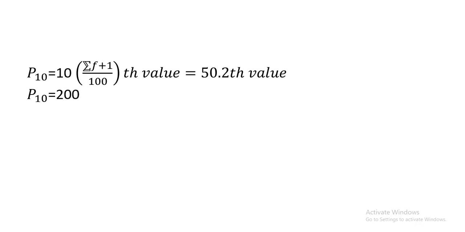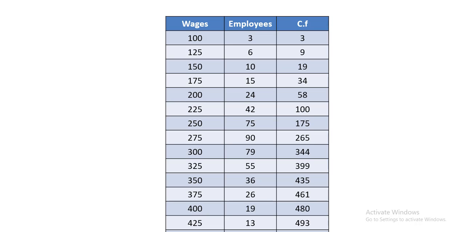Now we are asked to find P10, which is 10 times summation f plus 1 divided by 100, giving me the 50.2nd value. If we go back, 50.2 lies in this class in the CF column. 50.2 means 50 and 51, both values you are looking for, and both lie in this class, so the answer corresponding to this 50 and 51 will be 200.